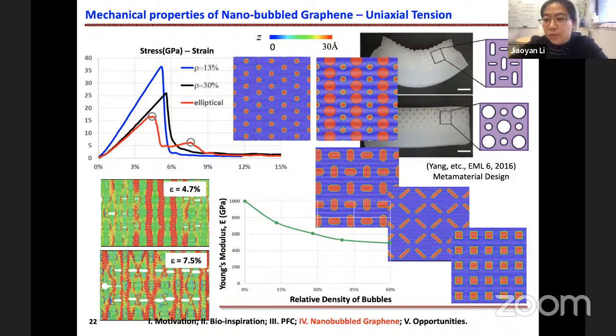First, we do the stress-strain measurement. We perform the uniaxial tension test for 3 kinds of nanobubbled graphene, assembled with different sizes and shapes of bubbles in different patterns. As you can see from here, the blue line is for the nanobubble graphene with a relatively lower density, but the black line is for the graphene with higher density. The red line, in fact, is for the nanobubble graphene with elliptical shape, as you can see from here.